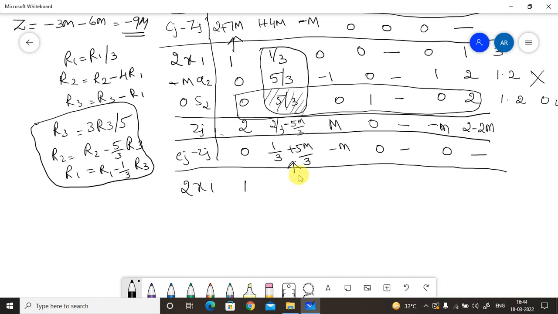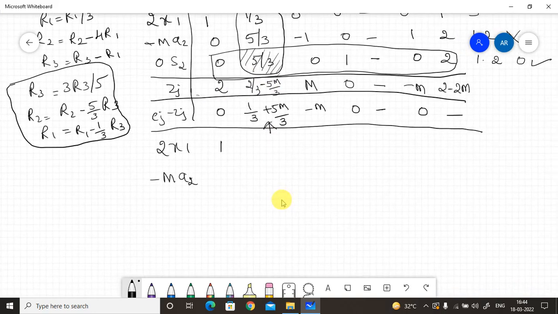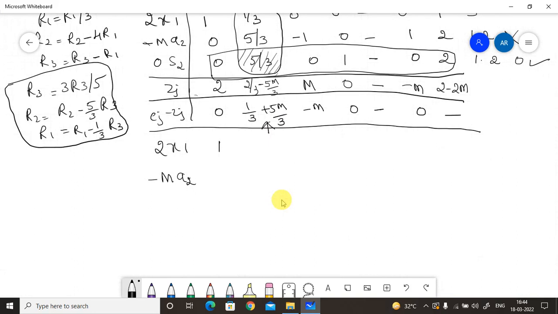Okay, before we proceed, we'll first solve the last row, because we have to make that 5 by 3 as 1, no? So I'll write this one as minus M, that will remain the same, this will remain the same, and then we have to go for 0s2. 0s2, as I already told you, will be replaced by 1x2. Now I'll solve this third row first.